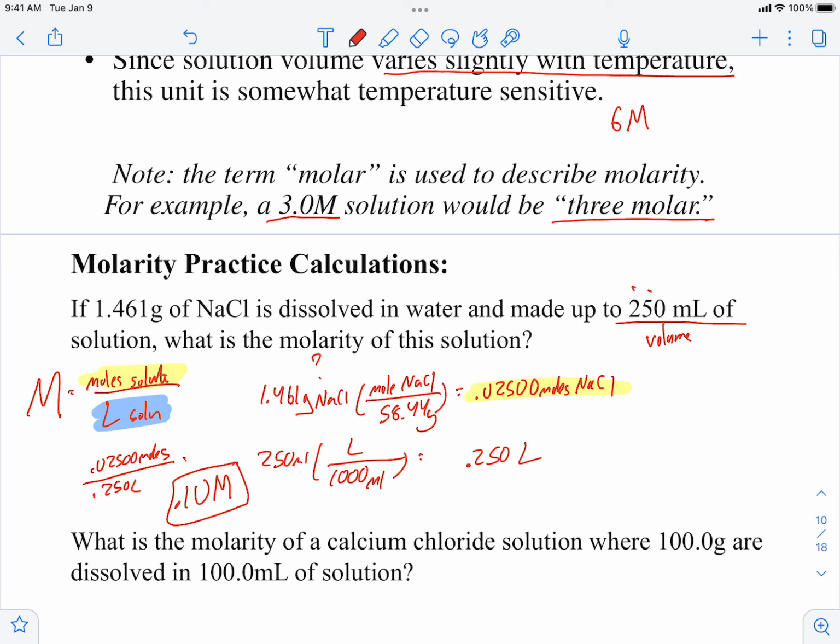Okay, so this is your basic molarity calculation. You have to calculate moles, you have to turn your volume into liters, and then you divide, you take the ratio. Now the unit can be written as capital M, or it can be written as 0.10 moles per liter. They both mean the same thing. They're both fine.